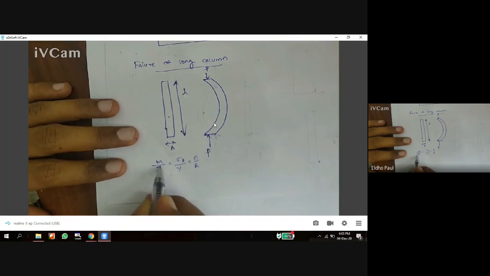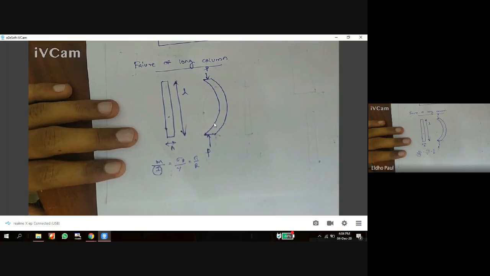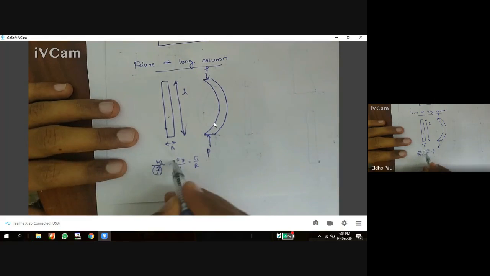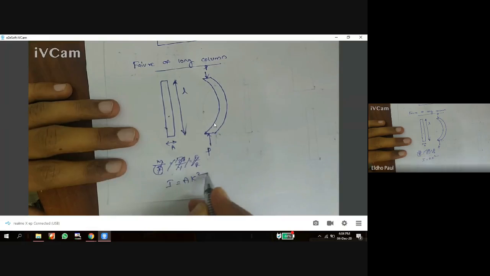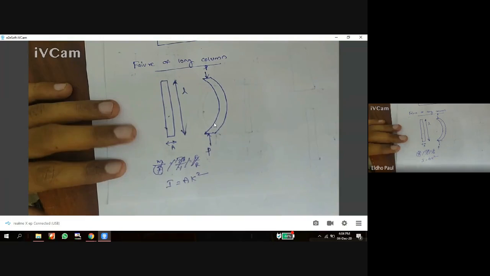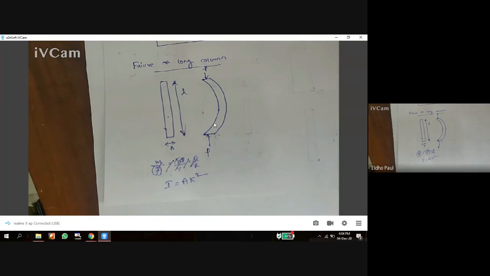Yes. So here what is I? The I is the cross section property which actually gives the resistance offered by a cross section against bending. Similarly here we use I is equal to A K square, A into radius of gyration square, and this I is also a cross section property. This I gives the resistance offered against buckling. Okay, A K square. So that is about buckling.